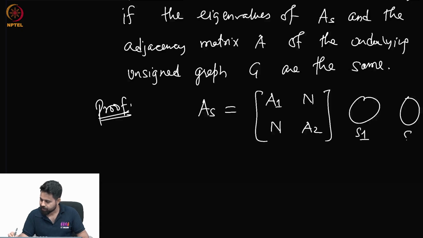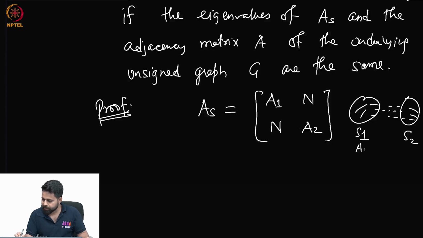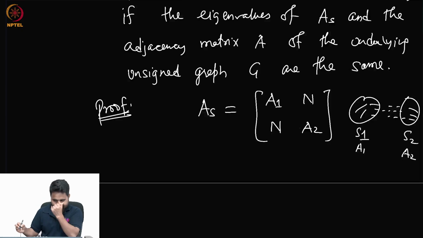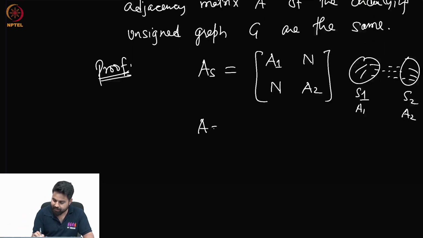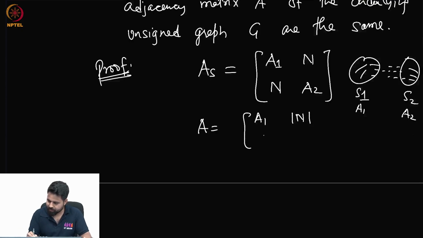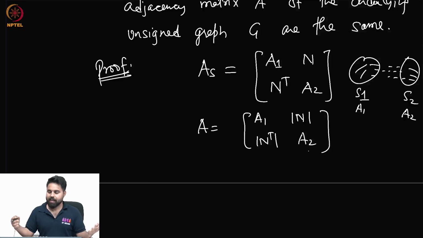Suppose this is S1, this is S2, and these are the negative edges, right? These are the negative, and everything here is plus. So these dashed dots are corresponding to N. A1 is corresponding to this, A2 is corresponding to this. Very good. Now remember A is nothing but, you take the mod of N. This is N transpose, this is A2. So this is the adjacency matrix. So we have to prove that, since the graph is balanced, AS and A have the same eigenvalues.